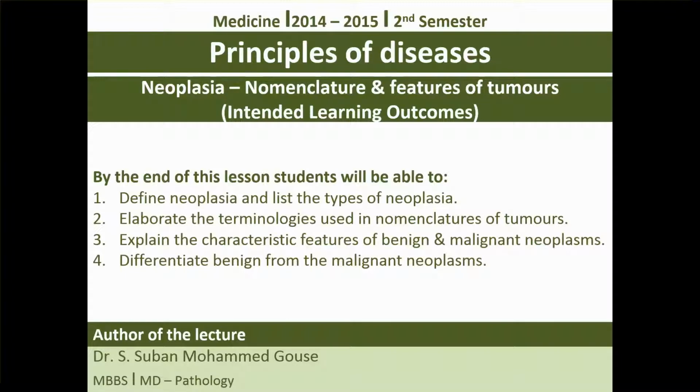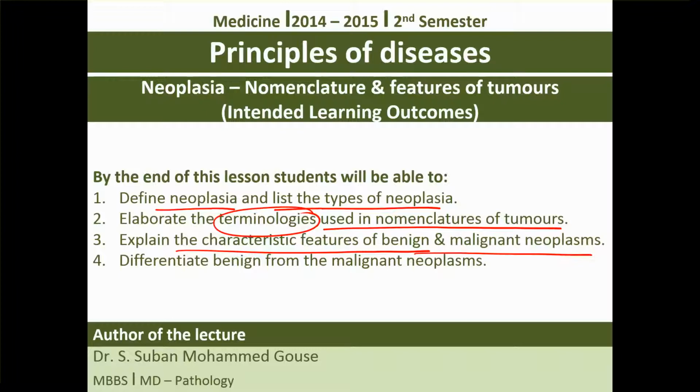The outcome we expect from the students after this session is that they should be able to define neoplasia and list the types of neoplasia, explain the terminologies used in the nomenclature of tumors, explain the characteristic features of benign and malignant tumors, and differentiate benign from malignant neoplasms. These are the things we expect the students to be able to do after this lecture.